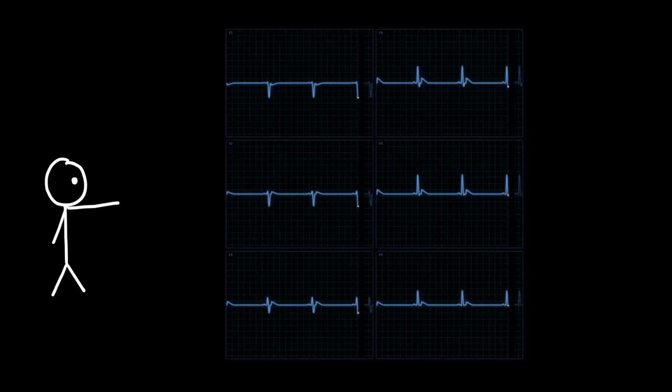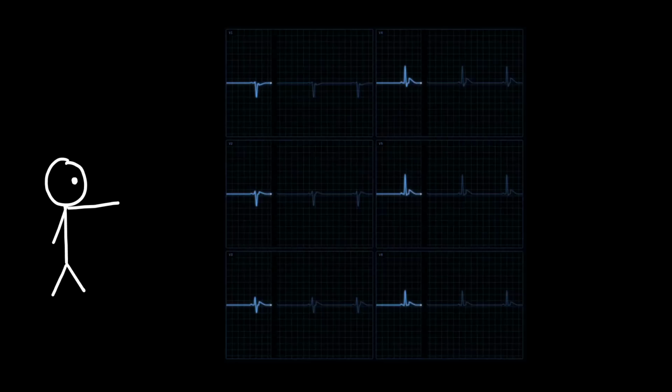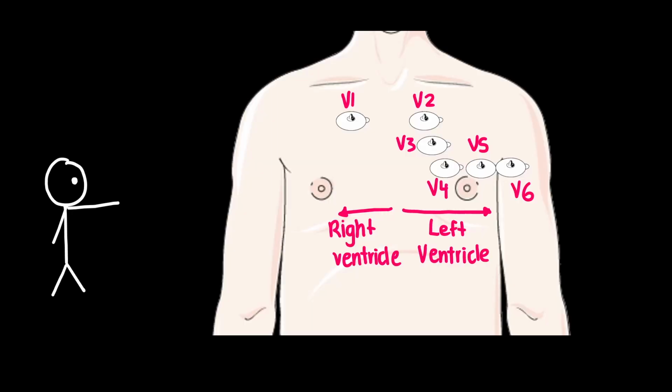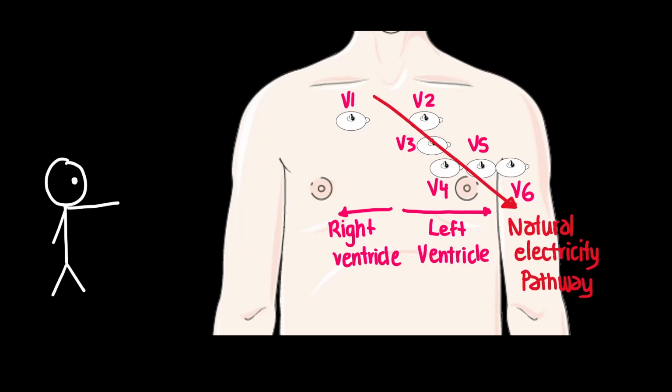As you move from V1 to V6, something changes in what each lead records. In V1, the upward deflection is small, almost absent. V1 is sitting closest to the right ventricle, facing away from the dominant electrical direction. The electricity is mostly moving away from it.